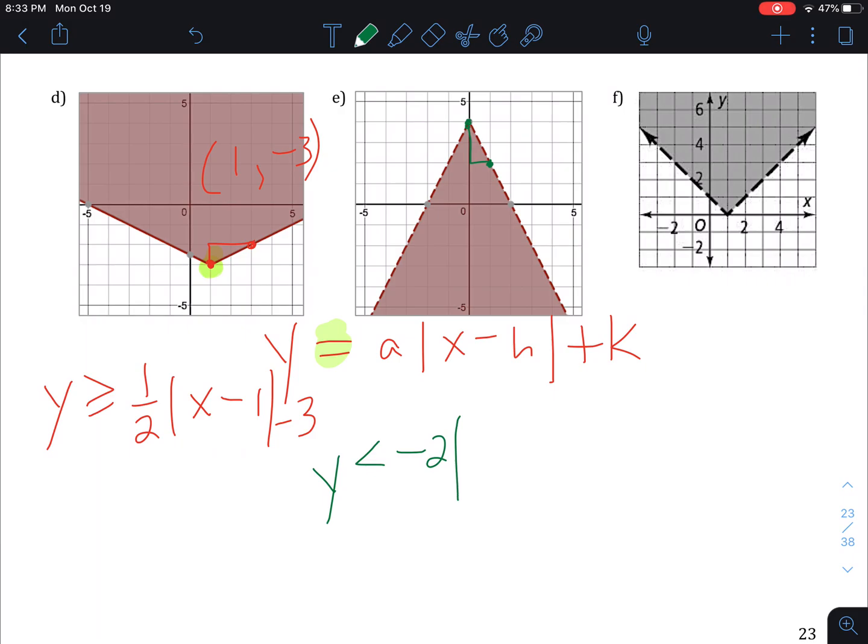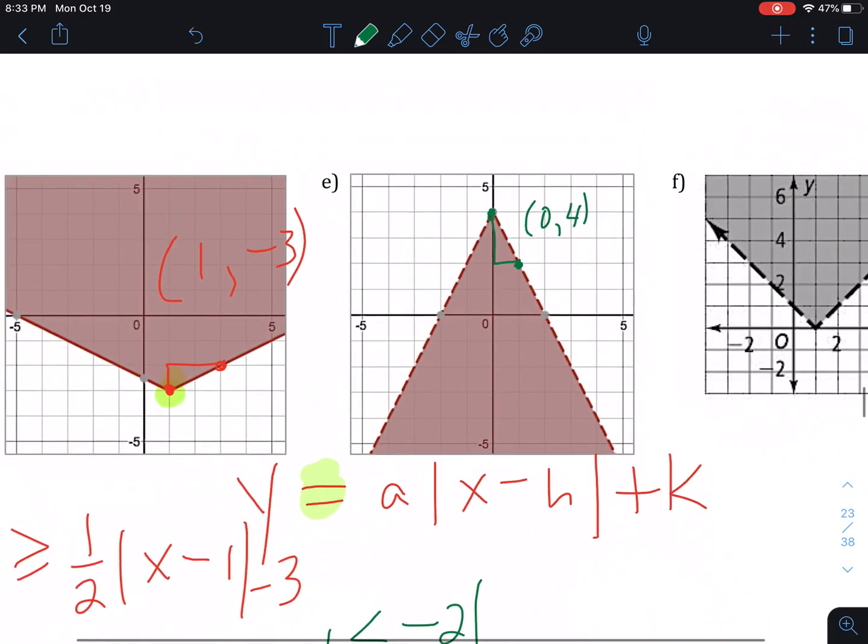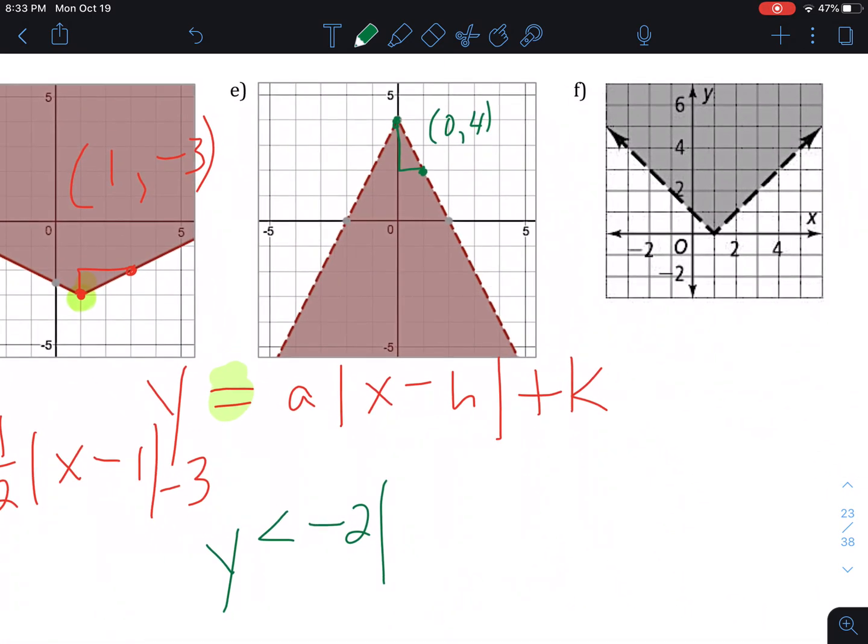Then we go to the absolute value. Now let's name what the vertex is. That's the point 0, 4. So that'll go in. I don't need to put the 0 in for the H. Just leave it absolute value. And then the 4 is K, so plus 4.